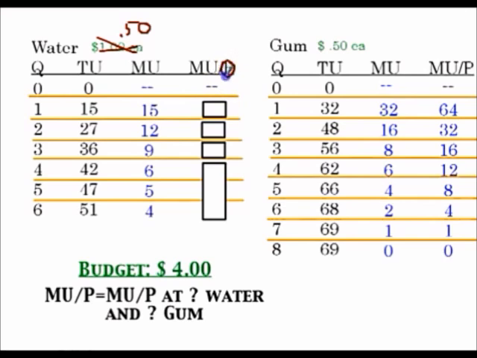So what I need to do is reassess this equation. 15 marginal utility, which has not changed, over 0.5, the price tag, which we have changed. So that's going to yield a new set of numbers. Pause the video for a moment and go ahead and calculate the MU over price of water using the new price tag.